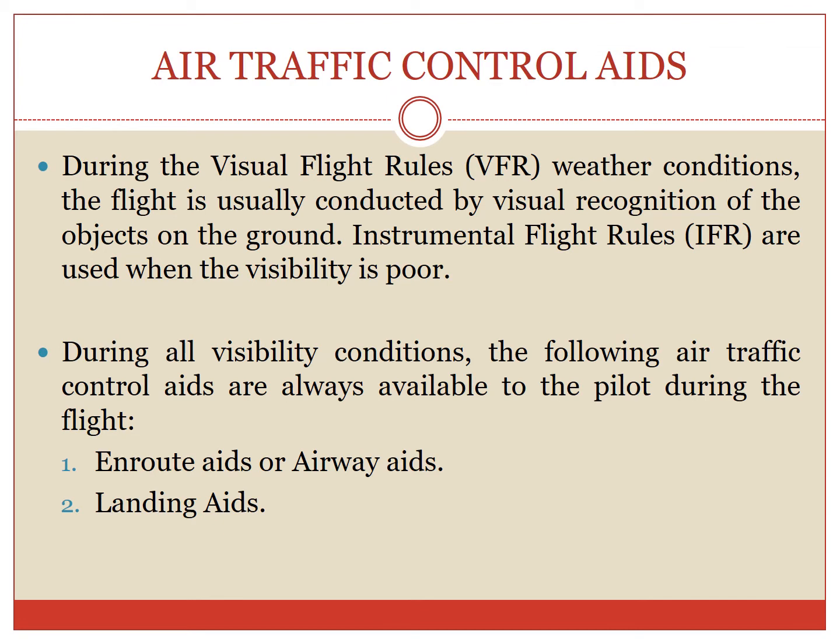So we need certain aids to visualize some effects under weather conditions. So there are air traffic control aids. During the visual flight rules, that is VFR, weather conditions, the flight is usually conducted by visual recognition of the objects on the ground. But when the visibility is poor, IFR rules are applied. So during all visibility conditions, the following air traffic control aids are always available to the pilot during the flight. They are the en route aids or the airway aids and the landing aids.